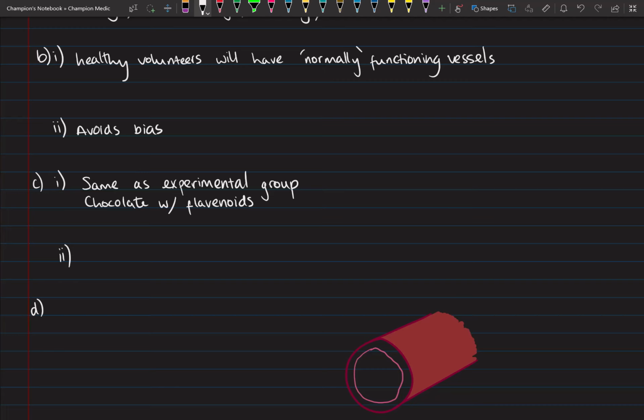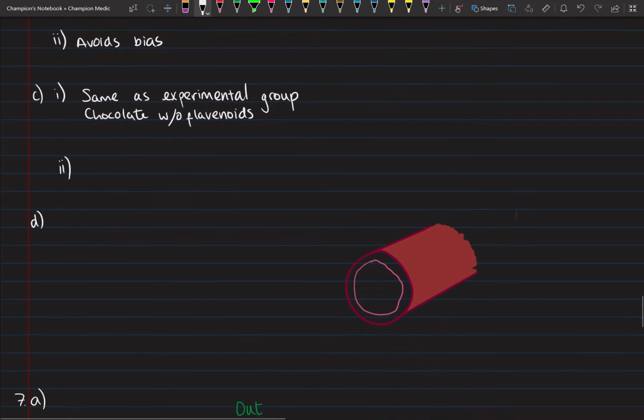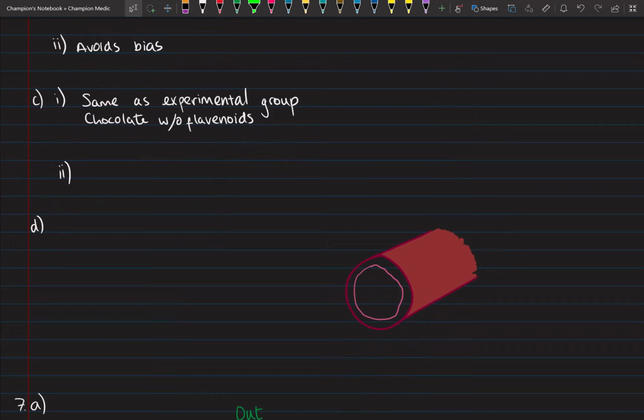Whenever you get a question about how a control group should be treated, always start with they should be the exact same as the experimental group, and then give the one difference that there would be. So in this case, the chocolate without the flavonoids. Sorry, that should say. Whereas the experimental group will have the flavonoids. Yeah, like the control group questions always appear as 2-mark questions, so those are the 2 points. So just apply it to the situation.